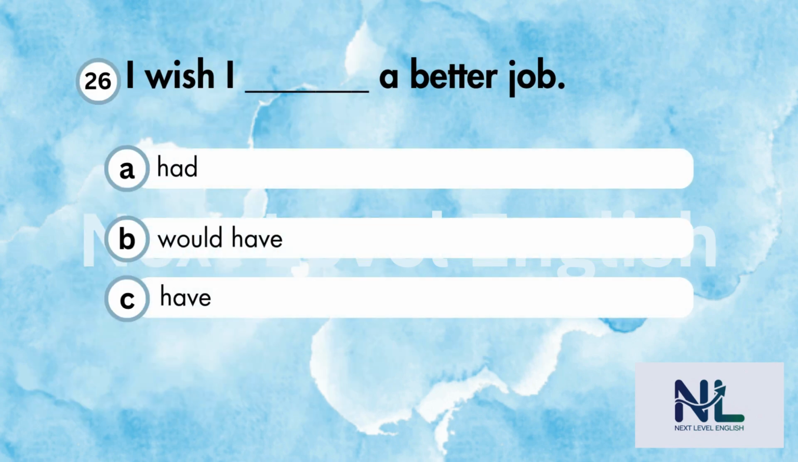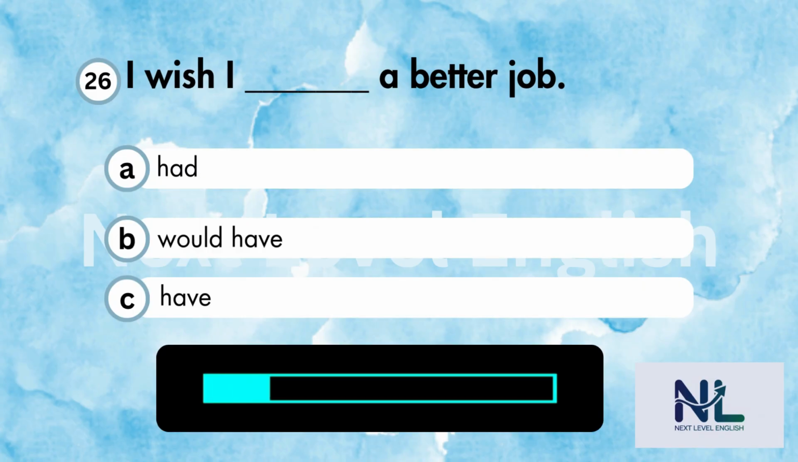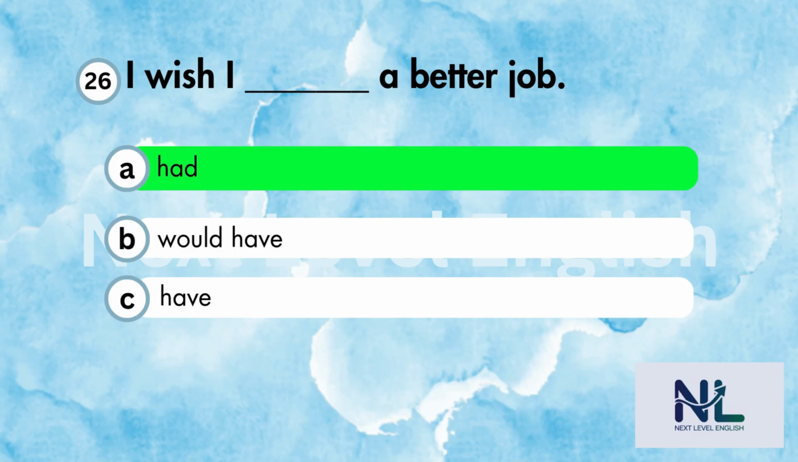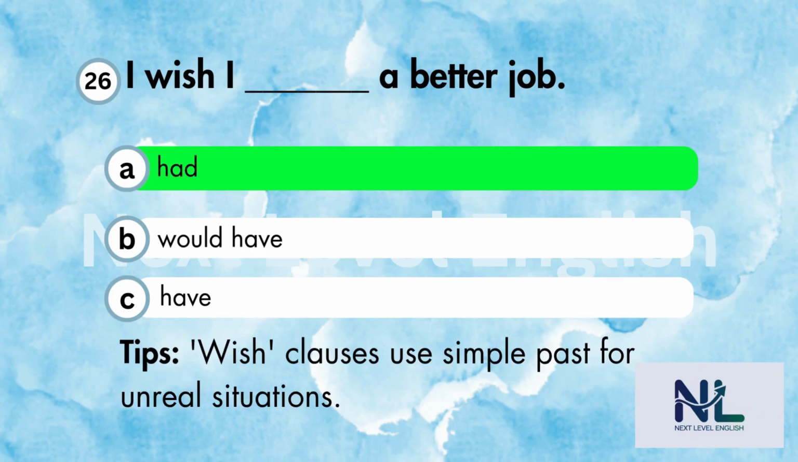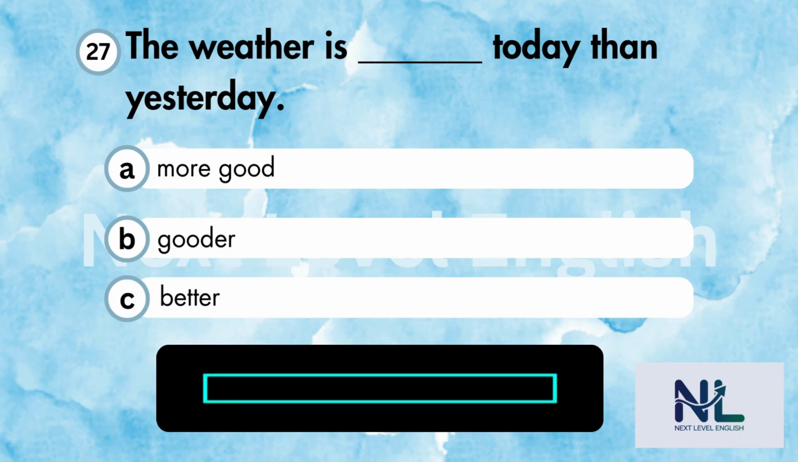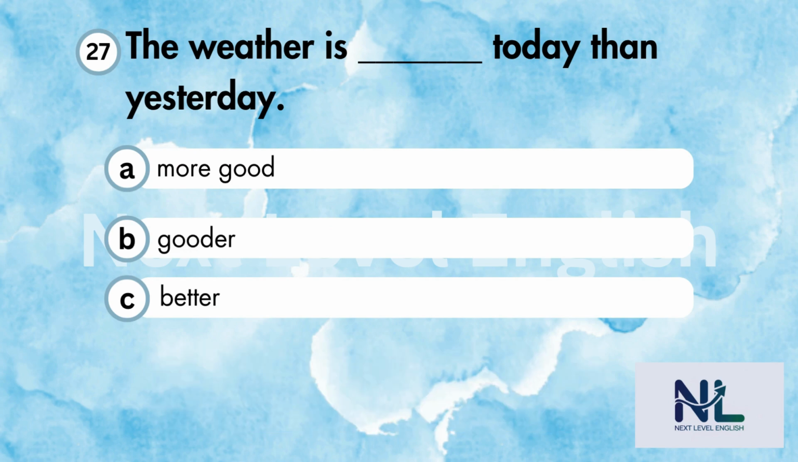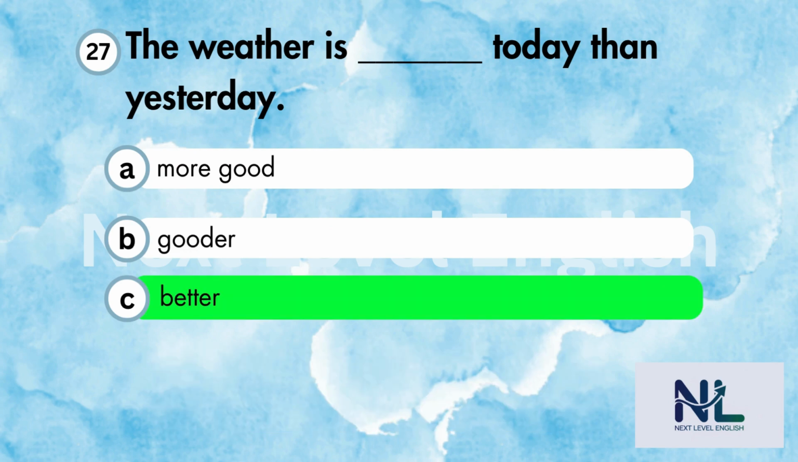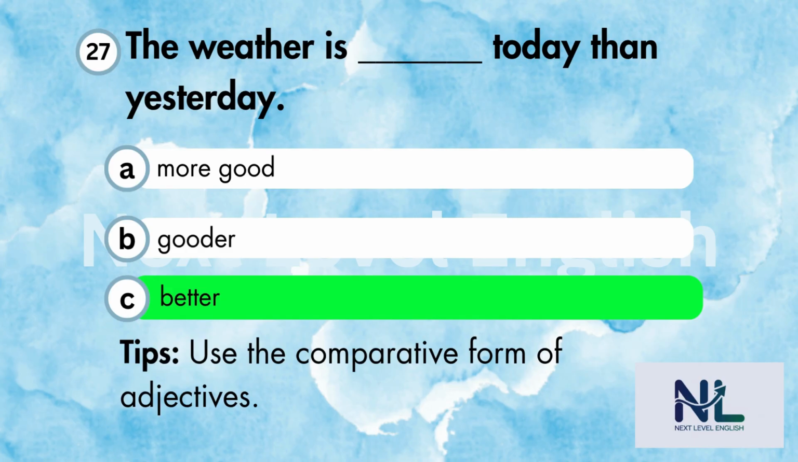26. I wish I had a better job. Had. Tips: wish clauses use simple past for unreal situations. 27. The weather is better today than yesterday. Better. Tips: use the comparative form of adjectives.